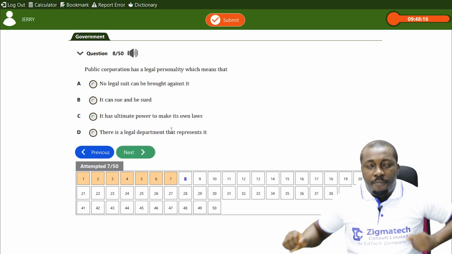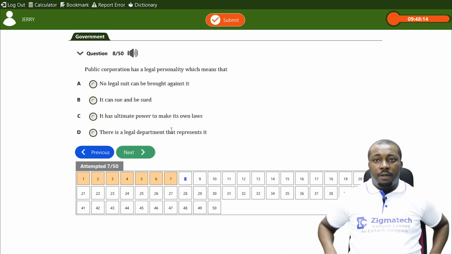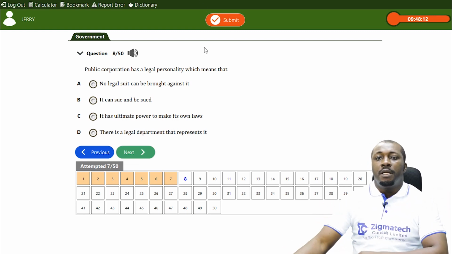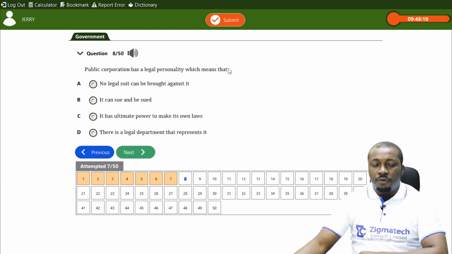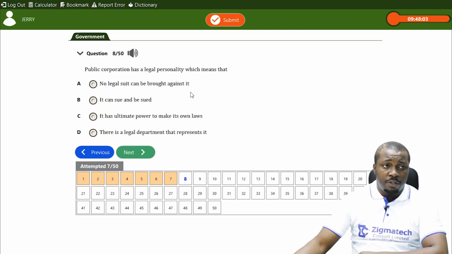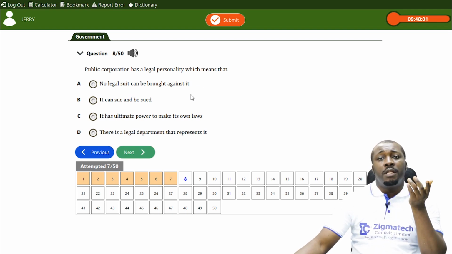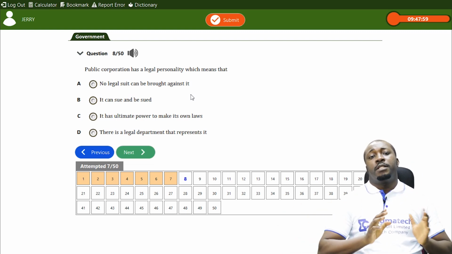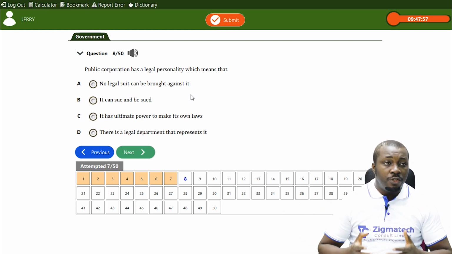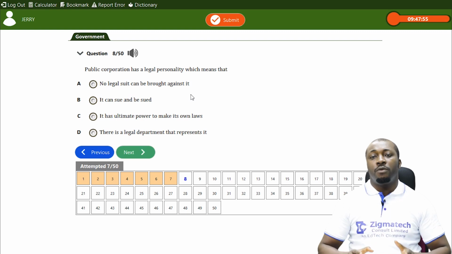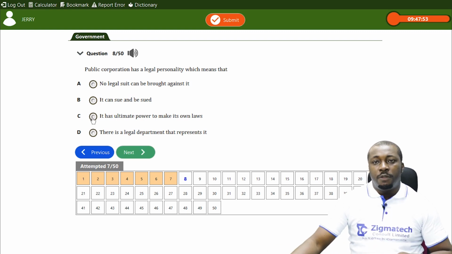Now, public corporation, which is public enterprise, also has a legal personality, which means we talk about a legal entity. One of the characteristics of a public corporation is that it is a legal entity. And what does legal entity mean? When a body is a legal entity, it means that body can sue or be sued on its own. So, of course, B is the answer.